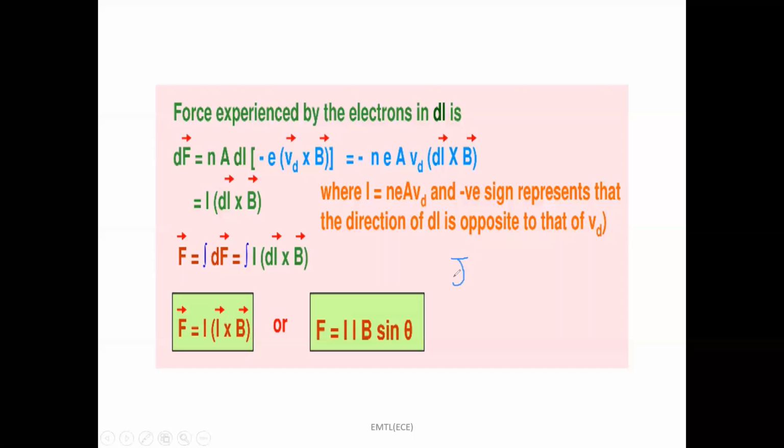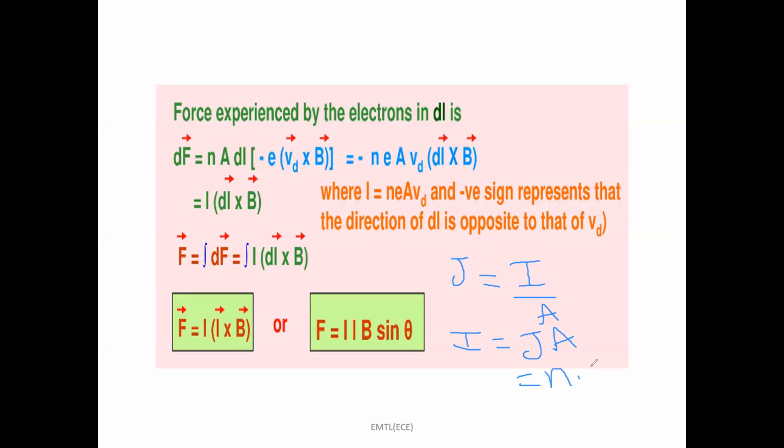So we know the definition of current density. J is equal to I by A. From this, I is equal to J into area. J is called current density. Now the expression of current density in terms of drift velocity is written with the help of classical mechanics, that is n e Vd, and the area is right here.